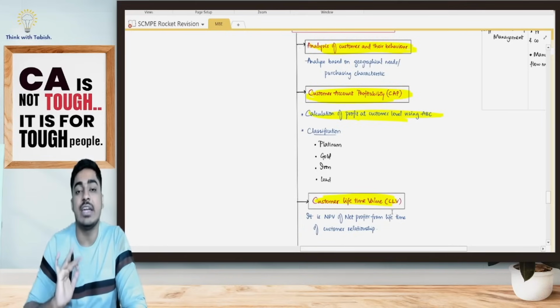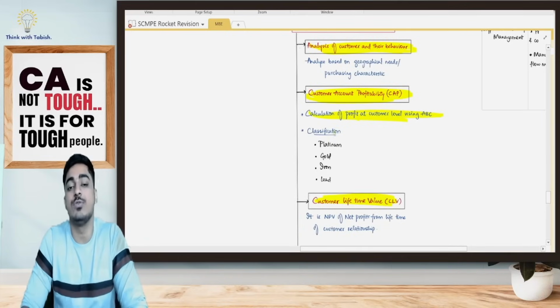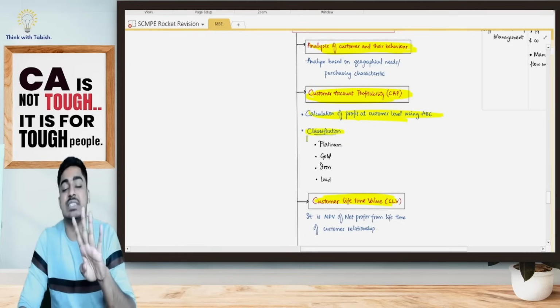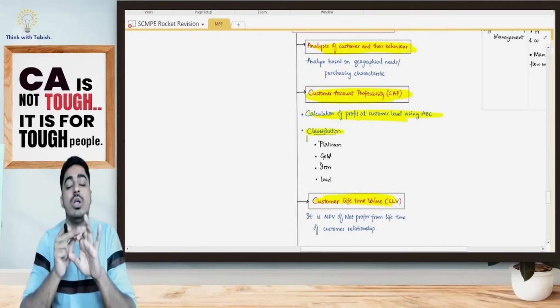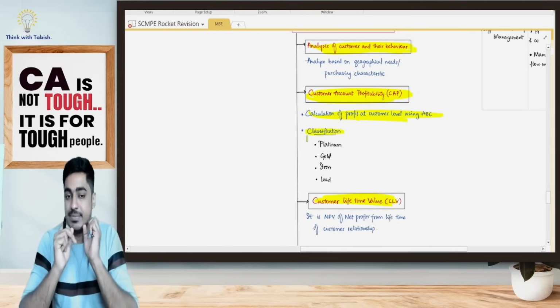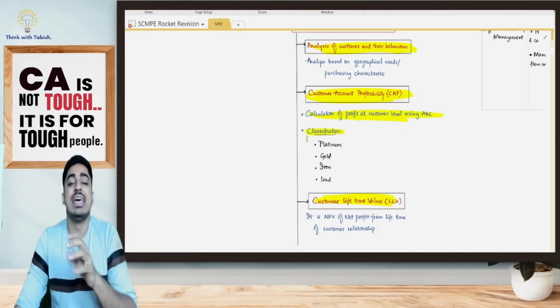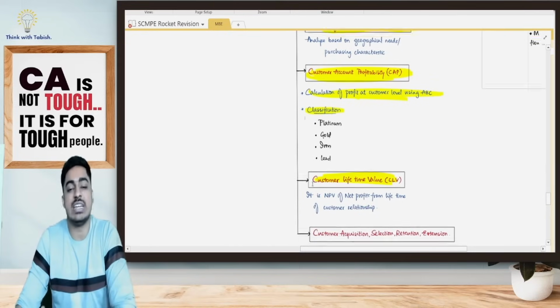Once you have calculated profit, you can bifurcate your customers into 4 classifications: platinum, gold, iron, as well as lead. Platinum and gold are most desirable. Iron is okayish, lead is not desirable.